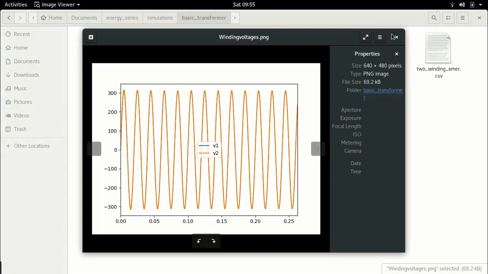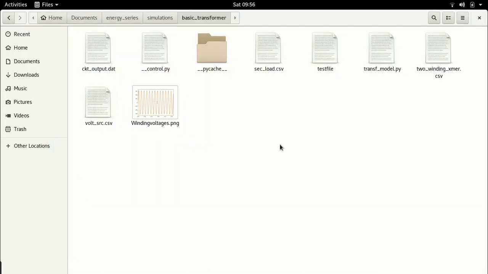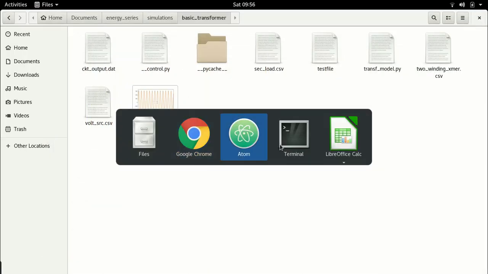Right. So the simulation is running, but as you can see, there is one huge glaring mistake, and that is we wanted a step down transformer, right? So therefore we do expect V2 to be much smaller than V1. That's not however happening. So let's go and have a look.